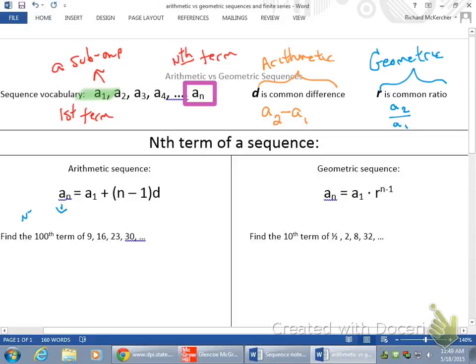a sub n, the nth term, in other words, our formula. The nth term for an arithmetic sequence can always be found using the first term, a sub 1, plus, we're going to take our natural numbers, n minus 1 every single time, times the common difference.